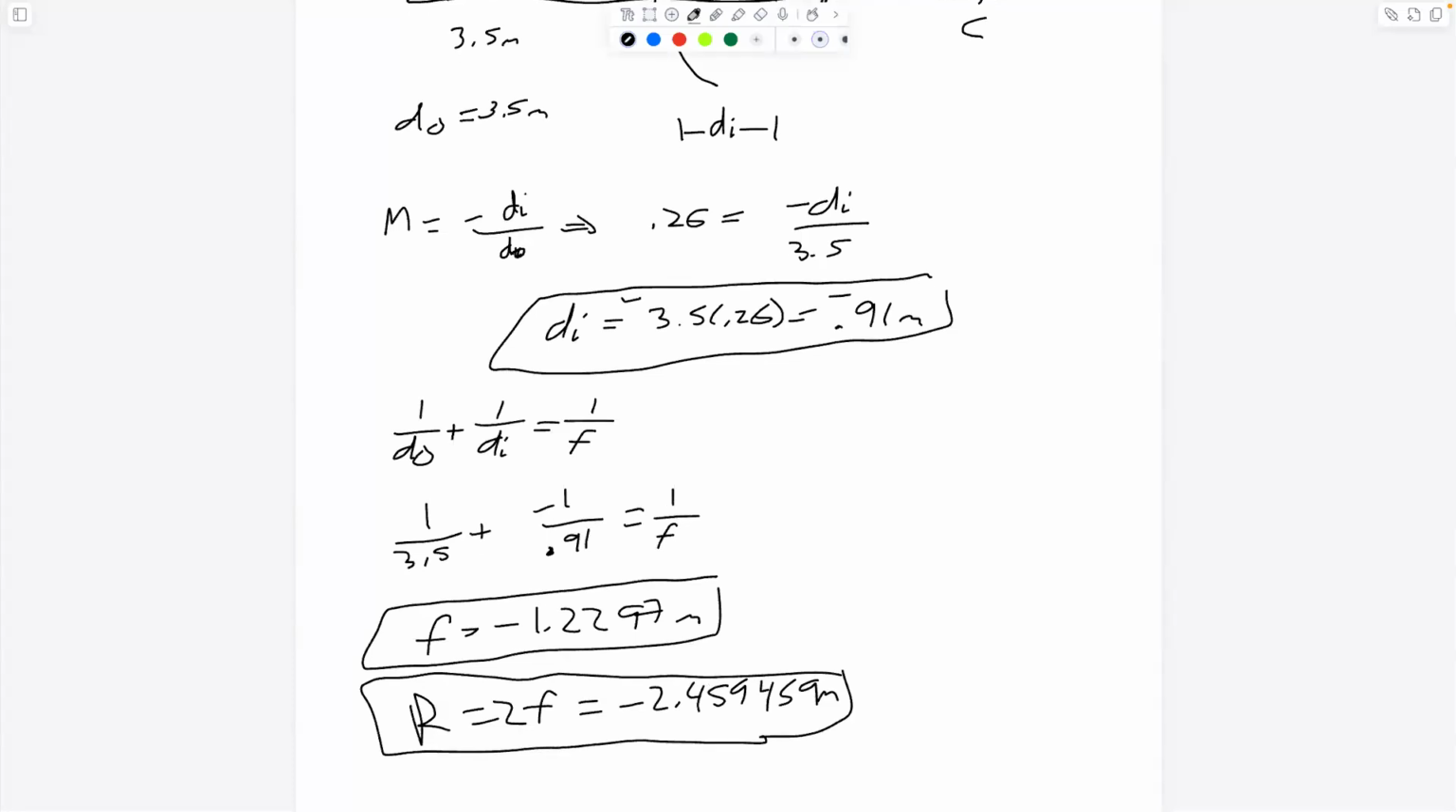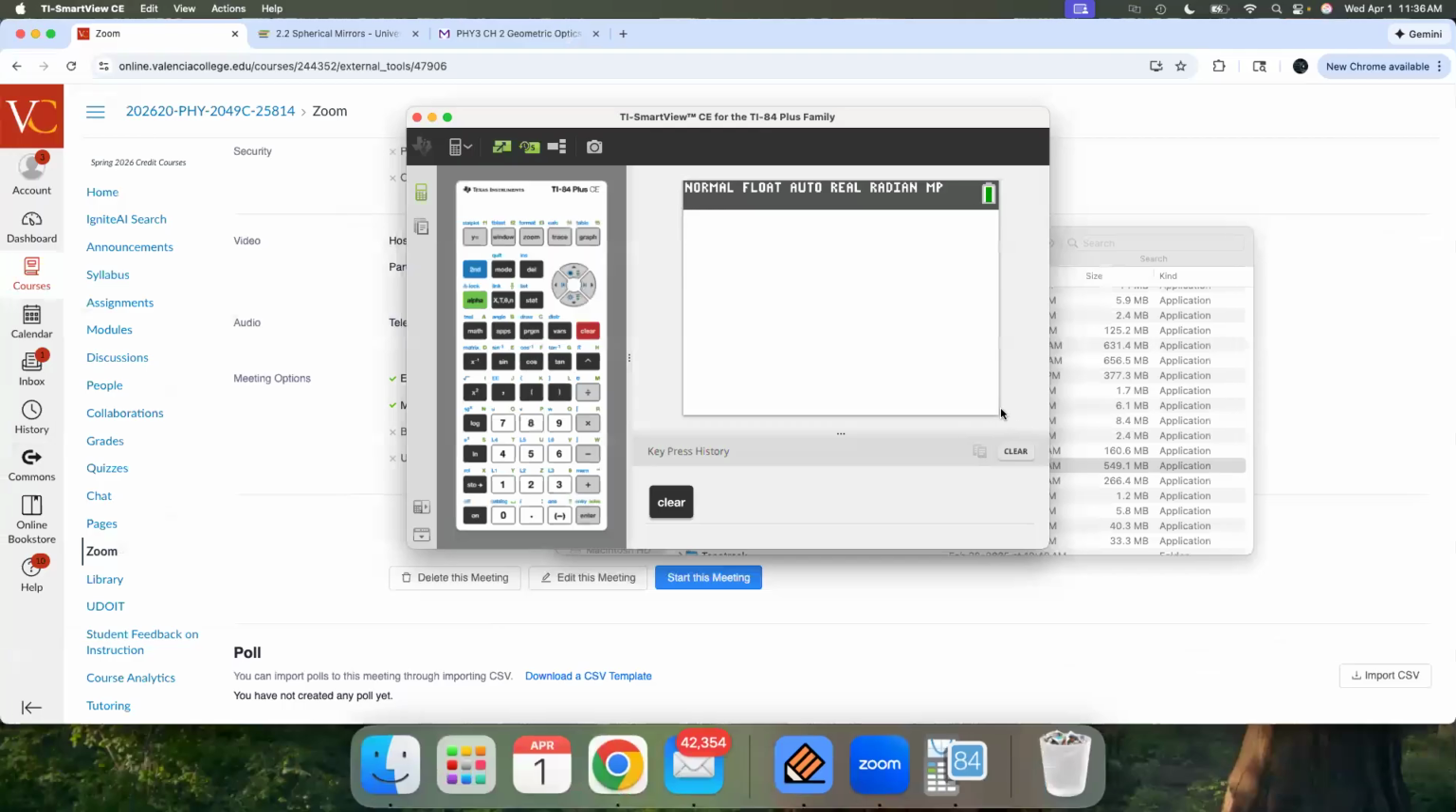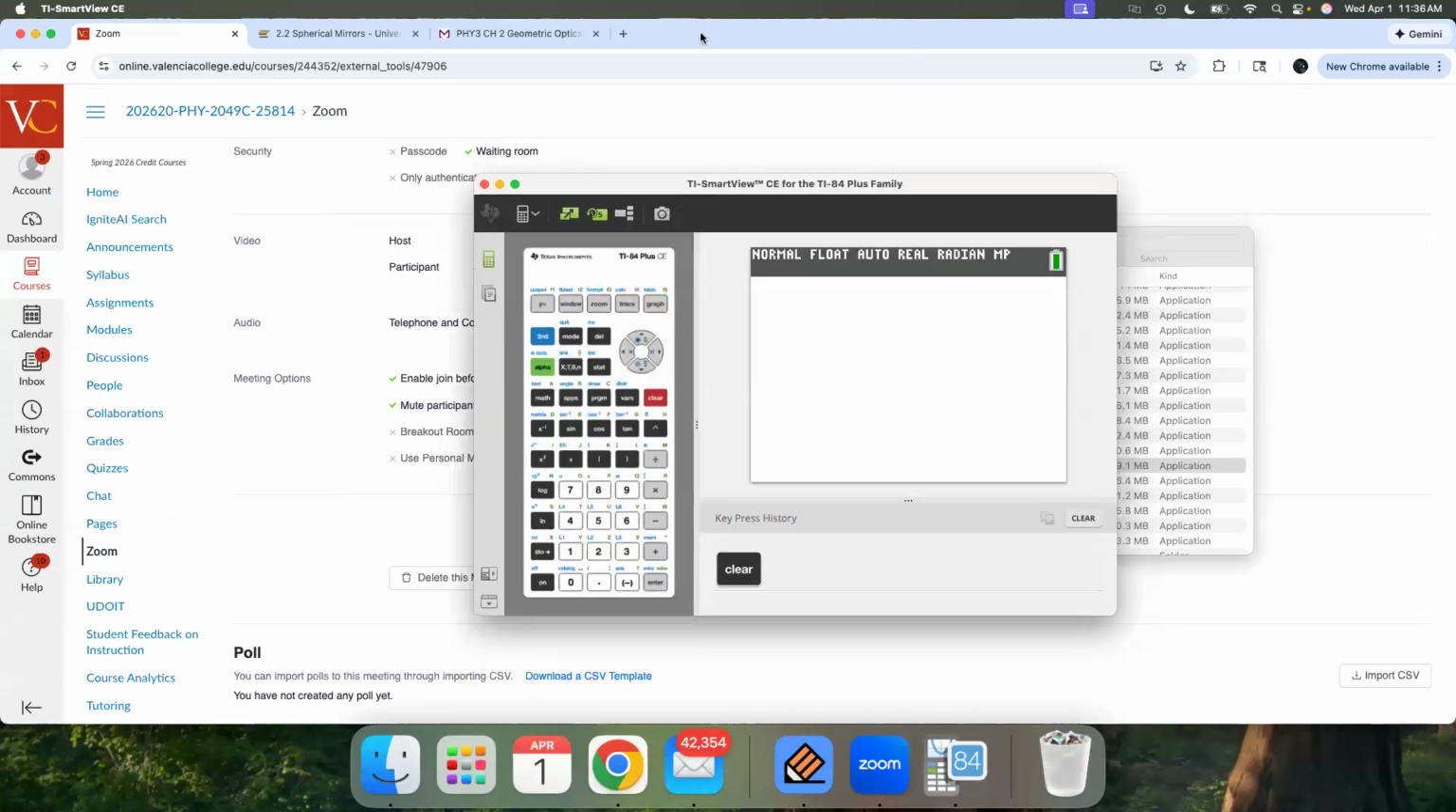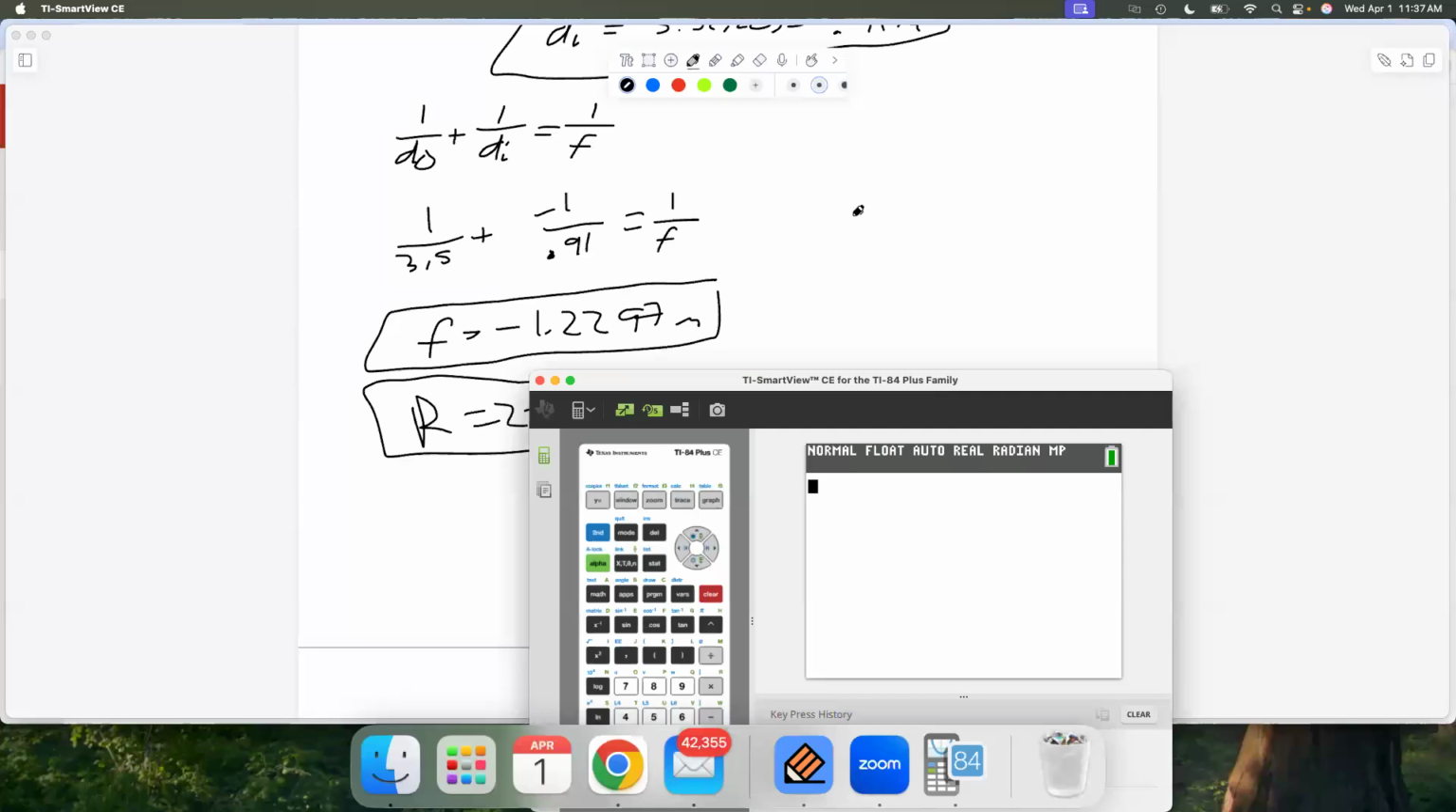Okay, now the best way to type this into your calculator, I would recommend doing the entire left side first. So 1 divided by 3.5 minus 1 divided by 0.91. If I have a fraction that's negative, I'm never going to put the negative down in the bottom of the fraction. I'm always going to move it to the top or just make the whole fraction negative. And I'm going to hit enter, but that's not F.